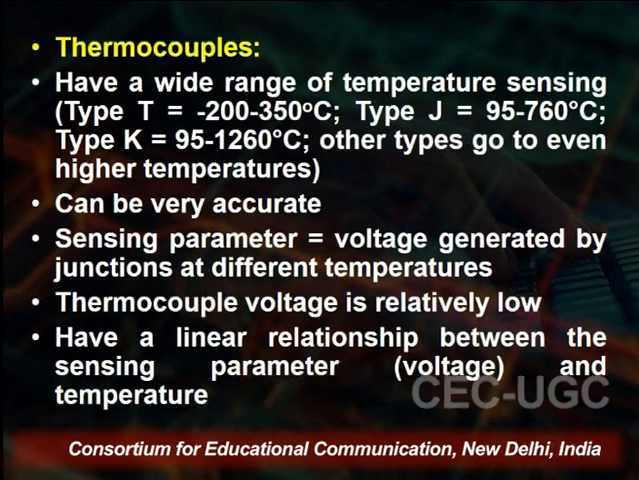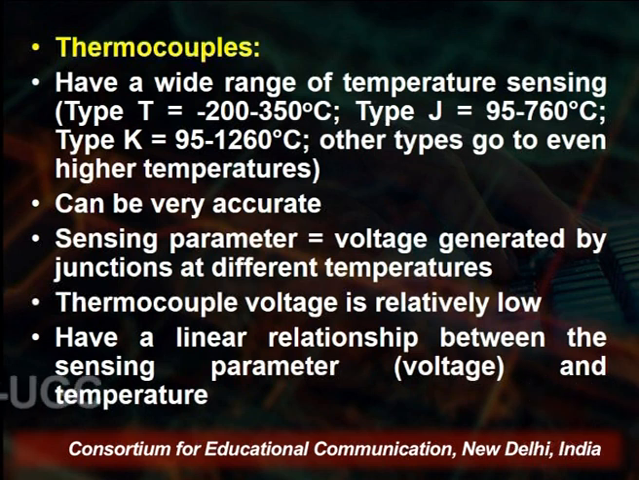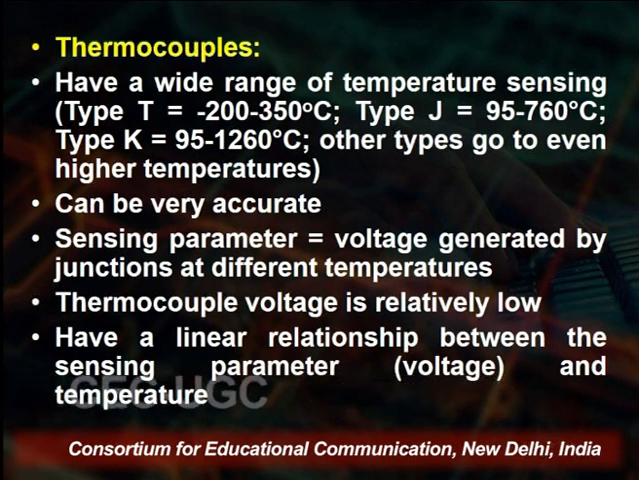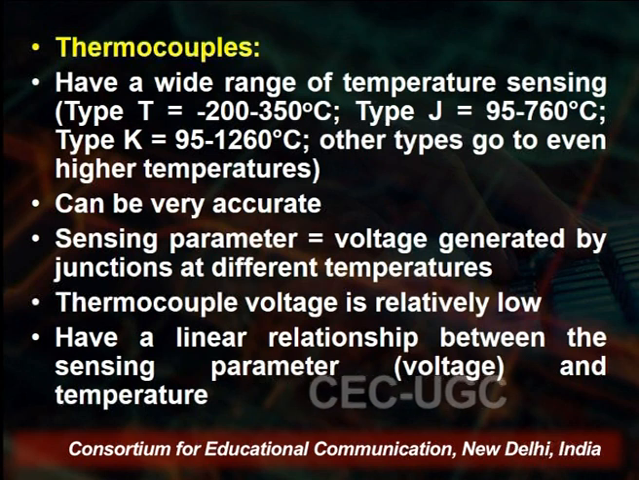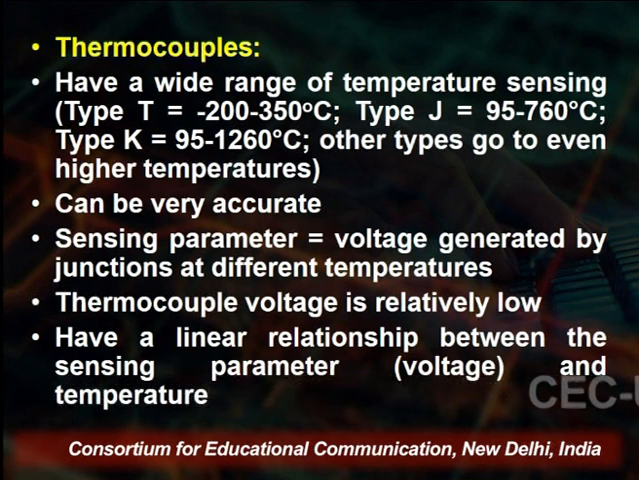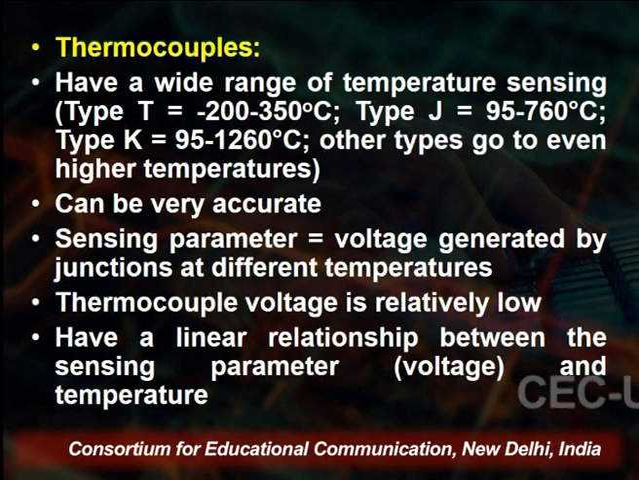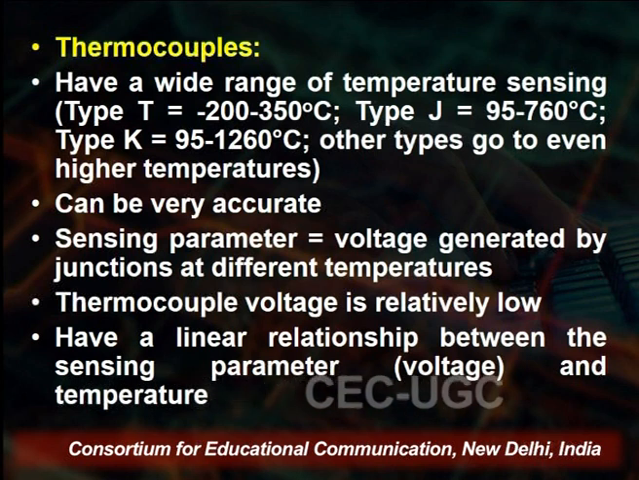The sensing parameter in case of the thermocouple is the voltage generated by junctions at different temperatures. In the thermistor the sensing parameter is the resistance, but in this case we have the voltage that is generated by the junction at different temperatures. In the thermocouple, voltage is relatively low and has a linear relationship with the temperature. In the thermistor, we have a non-linear relationship between the temperature and the resistance, but in the thermocouple we have a linear relationship between the sensing parameter, the voltage, and the temperature. So this is the basic difference between the thermistor and the thermocouple.